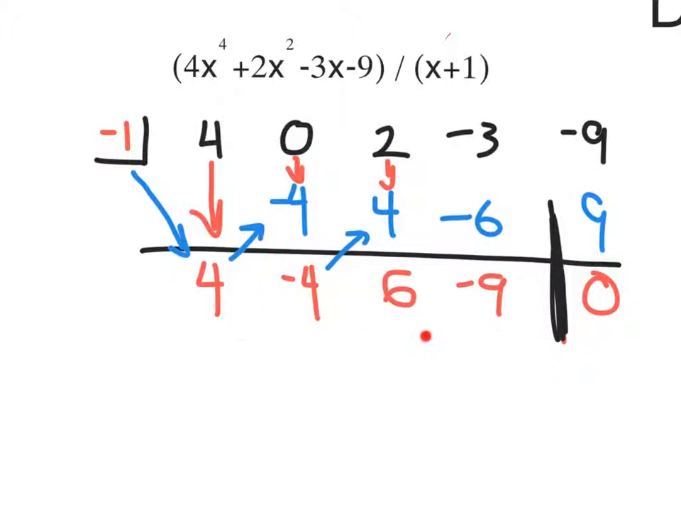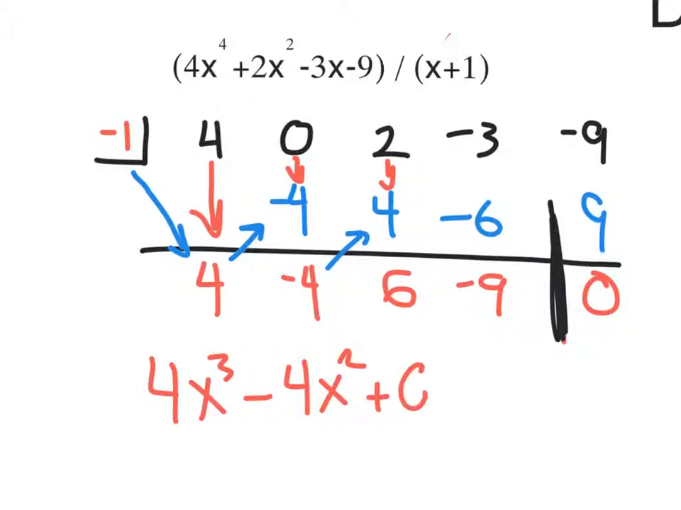However, you need to keep in mind that you originally divided an x to the 4th by an x, which would make it an x to the 3rd. What am I trying to say here? The answer will be this first coefficient with an x to the 3rd. So you have 4x to the 3rd minus 4x squared plus, because this one's a positive 6, plus 6x minus the coefficient 9, and there is no remainder. If you did have a remainder, you'd write it as a fraction over the original divisor, which happens to be x plus 1. But there is no remainder, it's 0. So that's it, we're done.